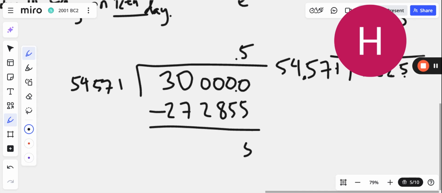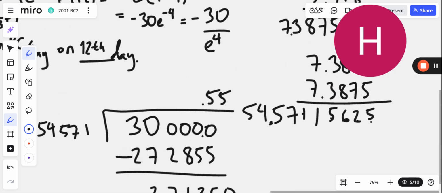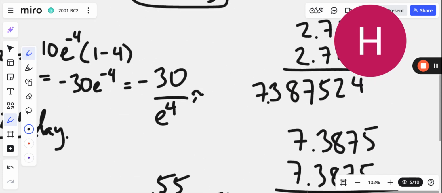Here we go, pretty nice. 5, 3, 1, 7, 2. And then if we add a 0, again, we can almost fit another 5 in there. So if I had to guess, I'd say approximately negative 0.55. And again, this is in degrees Celsius per day.